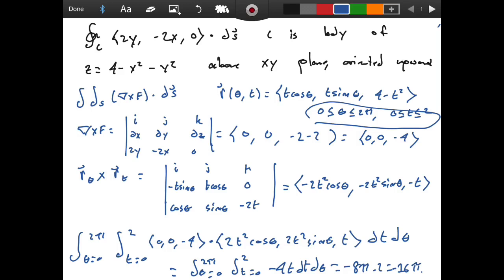Okay, so this was one way to do this problem, where the surface that we're given is the surface z equals 4 minus x squared minus y squared above the xy plane, oriented outward. In the next video, I'm going to give another way to do this problem that I think you will prefer.